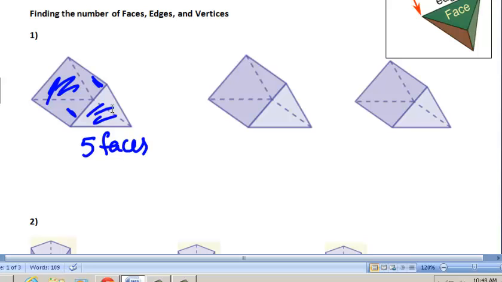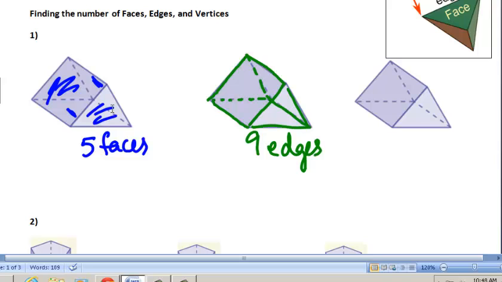Now edges is these lines. So make those lines. How many do I see? I made 1, 2 lines, 3 lines, 4 lines, 5 lines, 6 lines, and these dotted ones, 7, 8, and 9 lines. So 9 edges. And how do I figure out the vertices? These are the points where the edges meet. So 3, 4, 5, and right here in that corner is a 6th one. So there are 6 vertices.